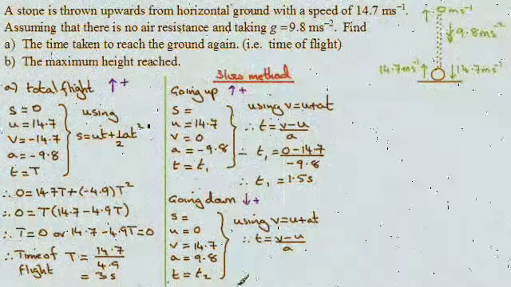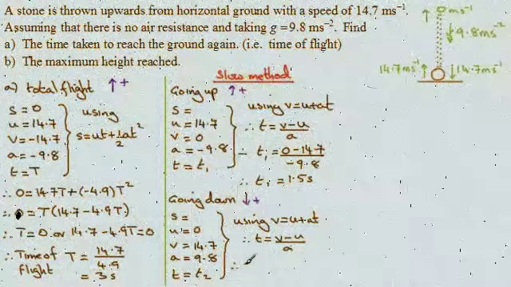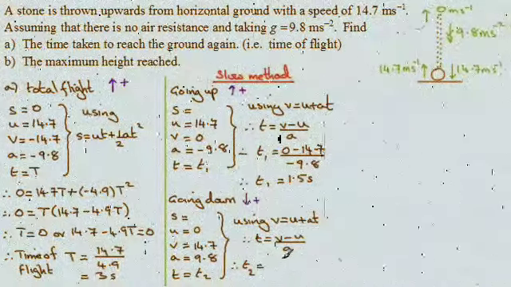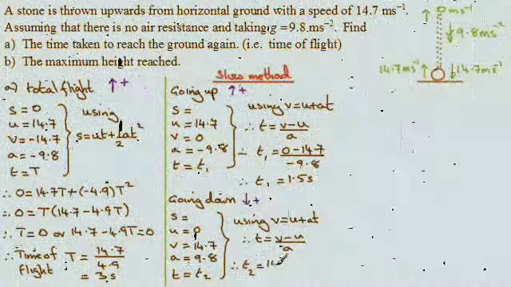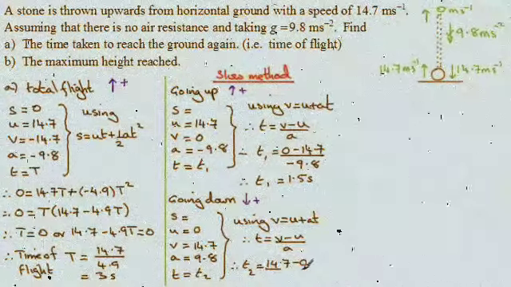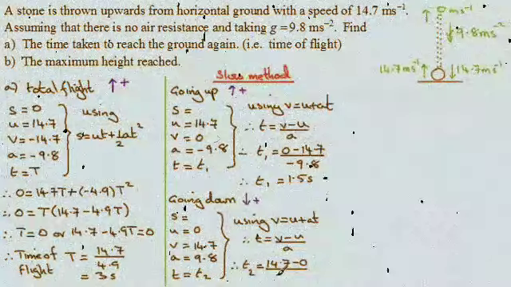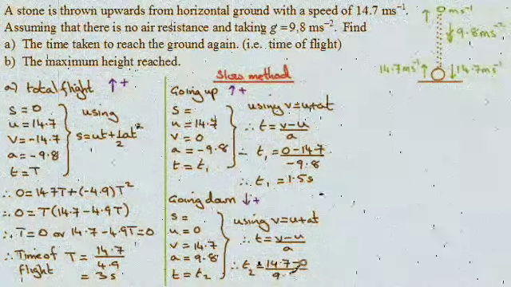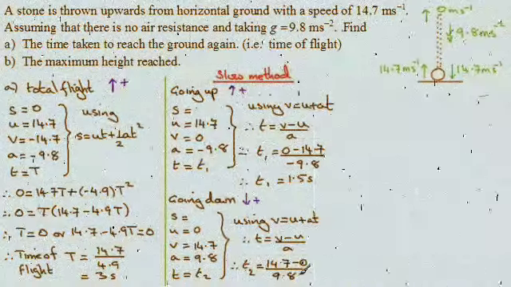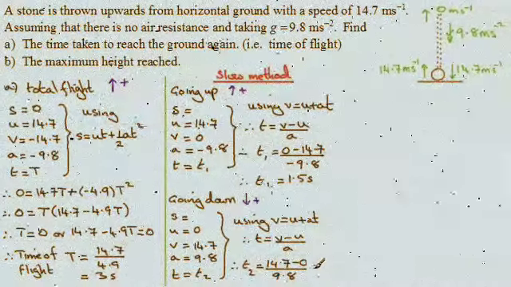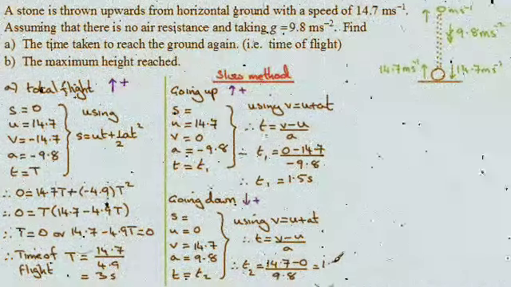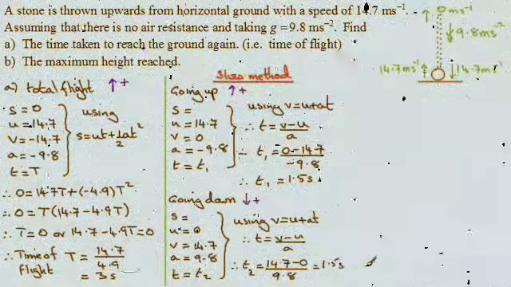And substituting the values in, we've therefore got t2, the time it takes to come back down again, equals v, 14.7, minus u, minus 0 in other words, divided by acceleration due to gravity, which this time is positive 9.8. And notice we get a positive value on the top divided by a positive value gives us a positive value. And this turns out to be 1.5 again, 1.5 seconds.